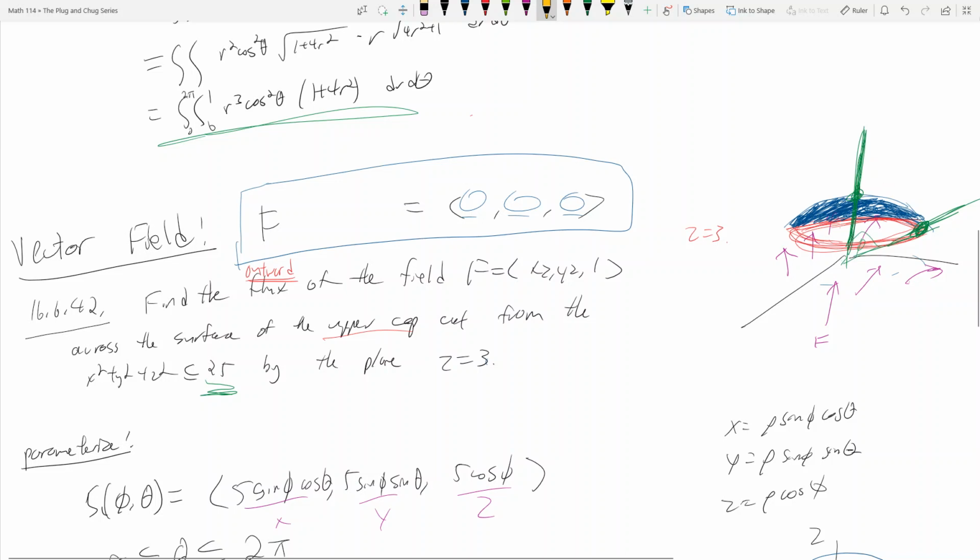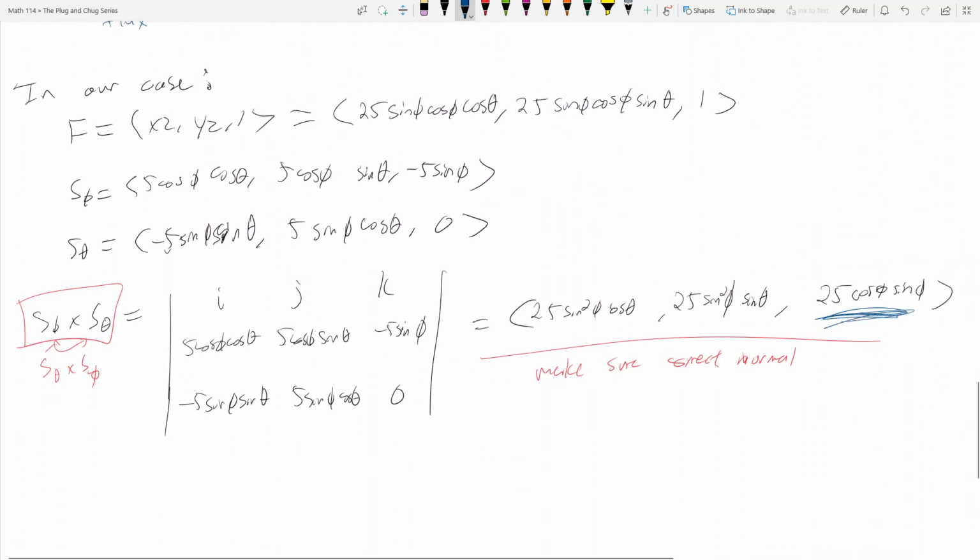And what do I mean by outward flux? It means that the normal at any point on the surface, so I know this is super shaded in blue, but imagine I'm at this point on the surface. I want the normal pointing outward. I don't want it pointing inside my cap. I want it pointed outward. And you'll notice that at every point on the surface, the outward pointing normal has a positive z component. So I want to make sure that this z value is going to be positive.